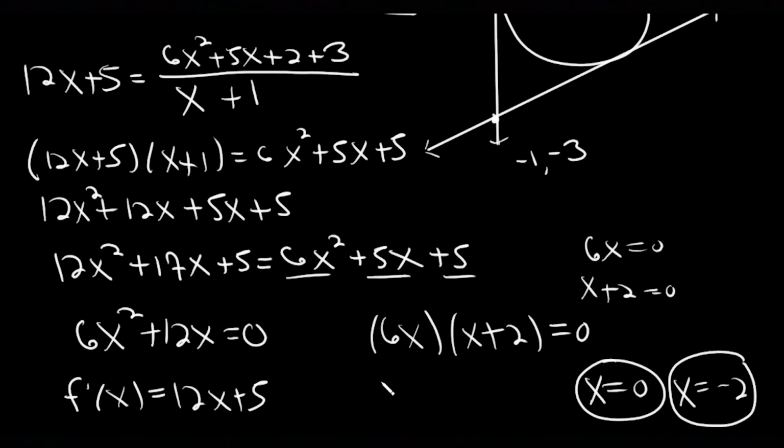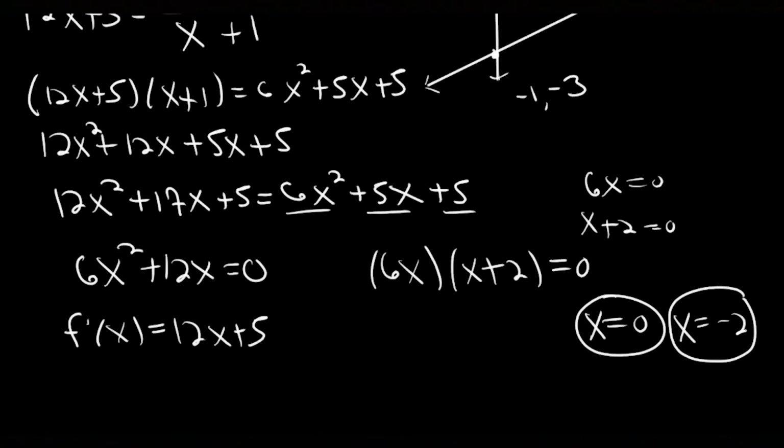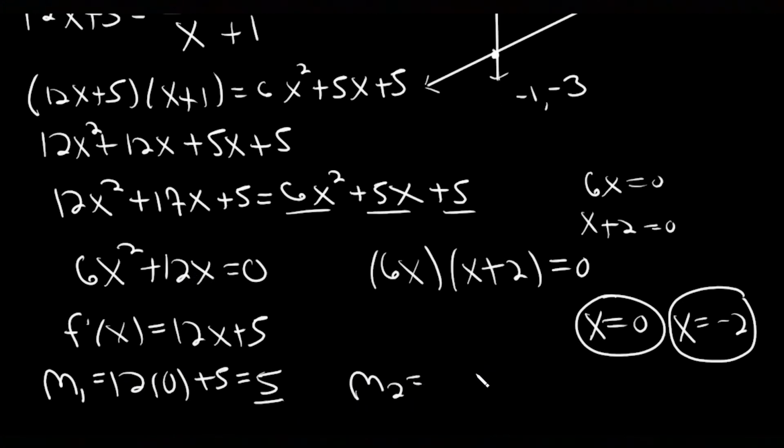So I'm going to say here the following. Slope number 1, because I'm going to have 2 of them, right? I'm going to have 2 lines here. So slope number 1 is going to be 12 times 0 plus 5. That's going to be equal to 5. So there's one of them, okay? Slope number 2, what's that going to be? Well, that's going to be 12 times a negative 2 plus 5, right? So this ends up being negative 19, okay?